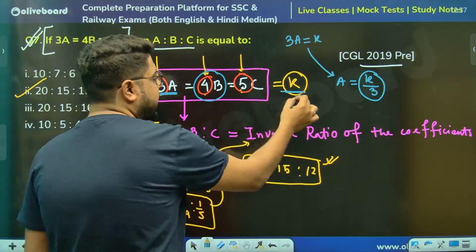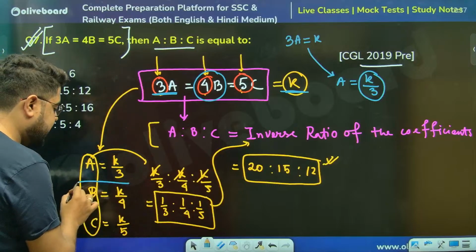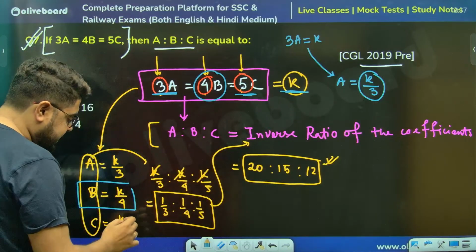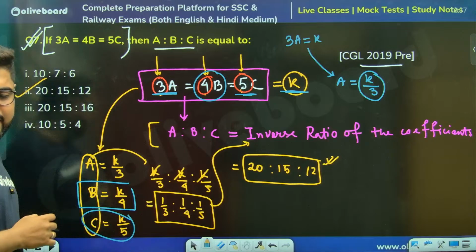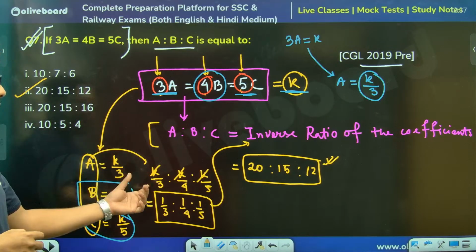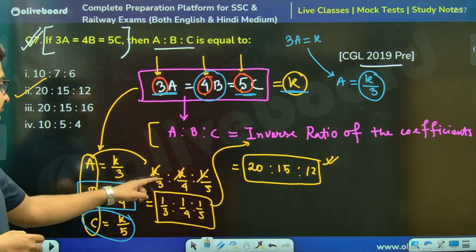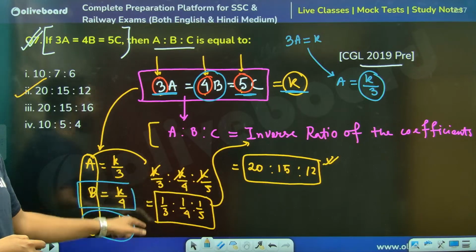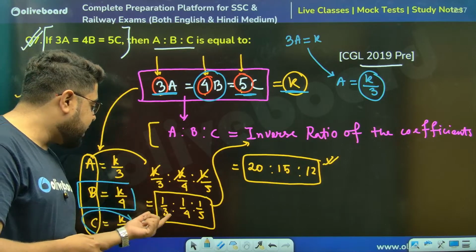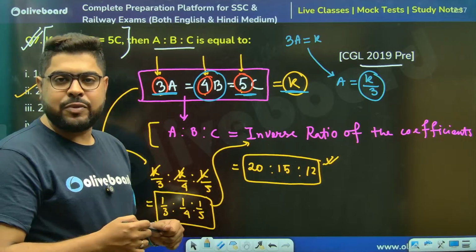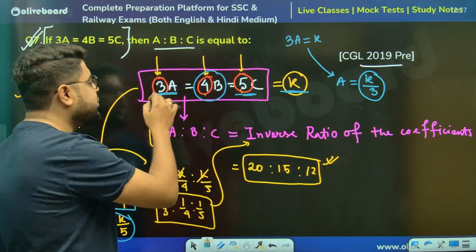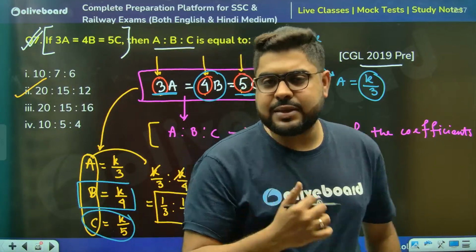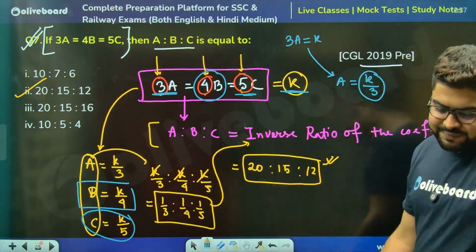4b is equal to k. Similarly, b will be equal to k by 4. 5c is equal to k, so c will again be equal to k by 5. So a ratio b ratio c will be a is k by 3, b is k by 4, c is k by 5. Then k cancels, and from there we are getting 1 by 3, 1 by 4, 1 by 5. And you see, this is only the inverse ratio of 3, 4 and 5. The inverse ratio of 3, 4 and 5 is 1 by 3, ratio 1 by 4, ratio 1 by 5.